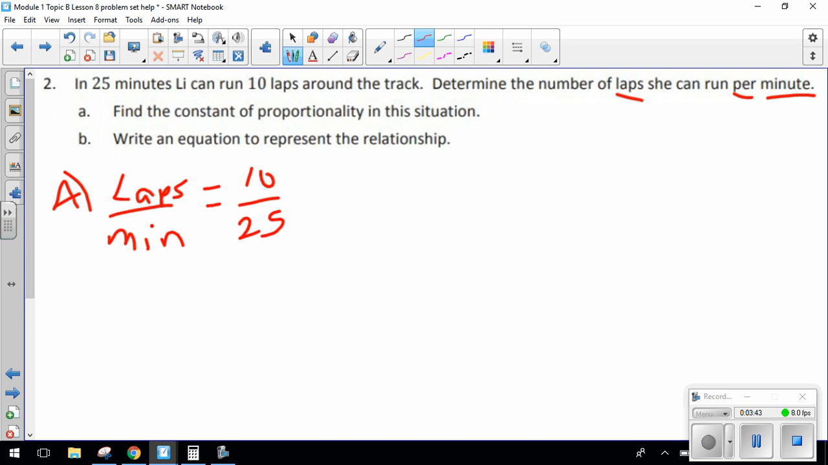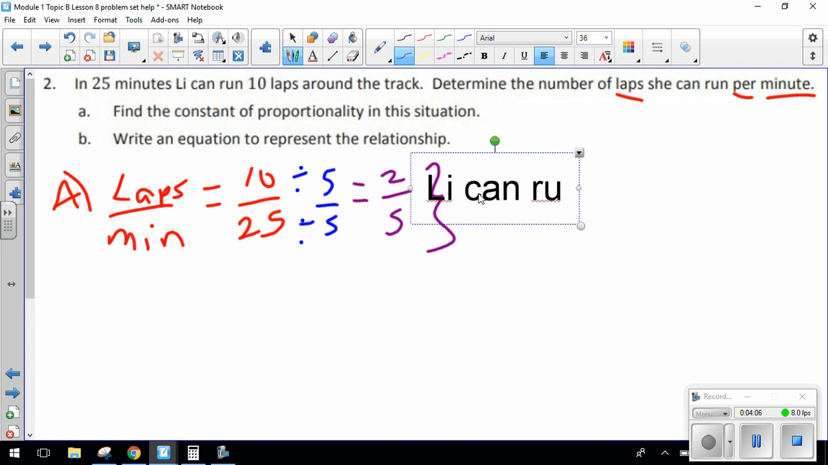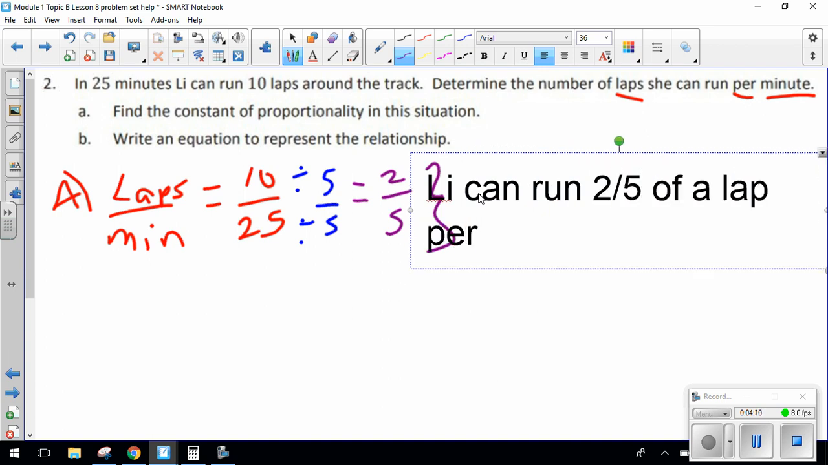So here's method number 1. Most students will divide by 5 because the fraction can be reduced by 5. 5 is a number that can go into both 10 and into 25. And when we reduce this, we get 2/5. So what does that mean? It means that Lee can run 2/5 of a lap per minute.